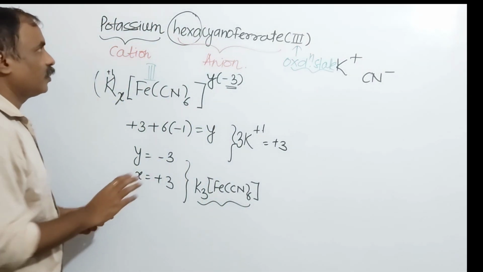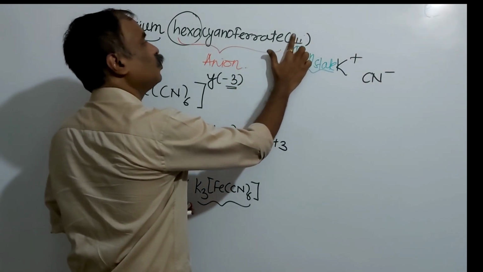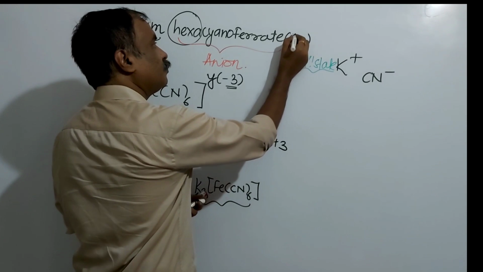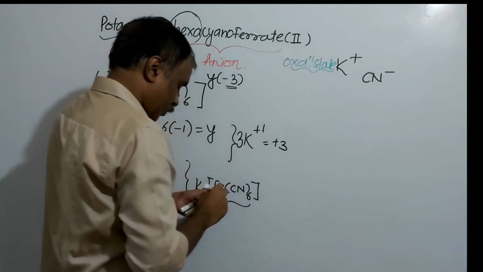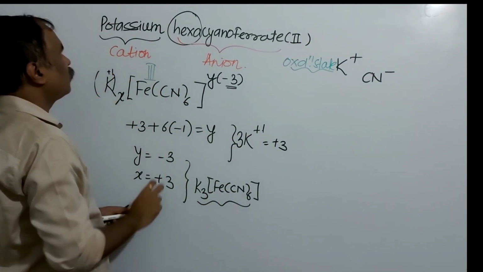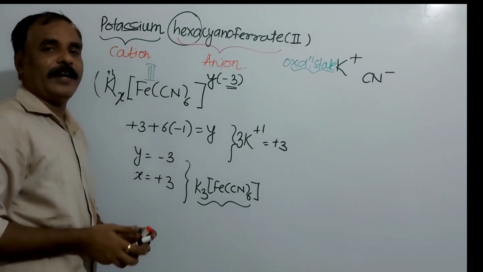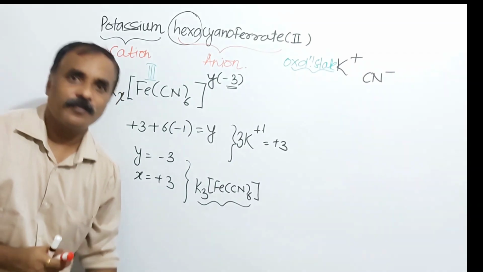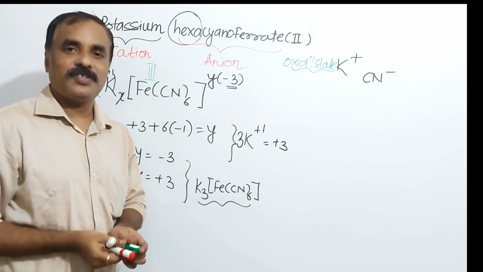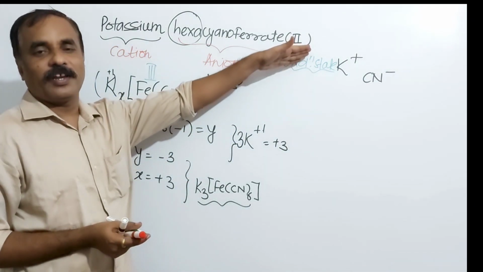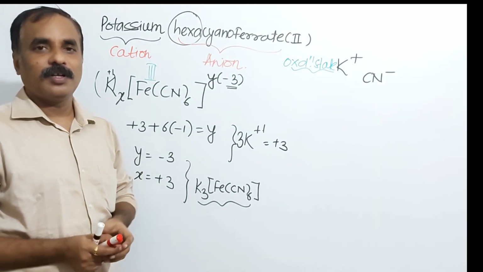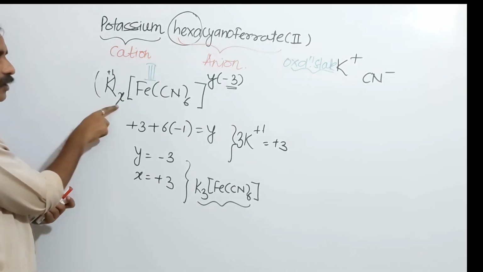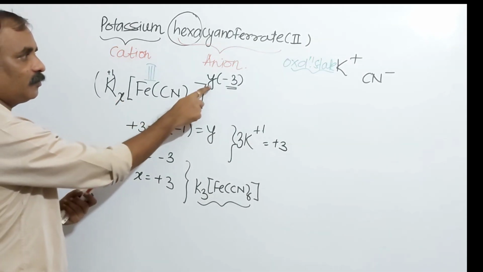Another example, I will take here only plus 2. Oxidation state plus 2. Then what is the name of this complex? Potassium hexacyanoferrate(II) is the IUPAC name here. The difference is only about the oxidation state. In the previous complex, the oxidation state of iron was plus 3. Here it is plus 2. Then how to write the formula? Same, Kx Fe(CN)6 to the power y.